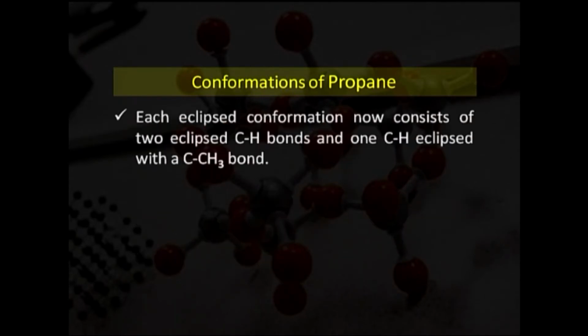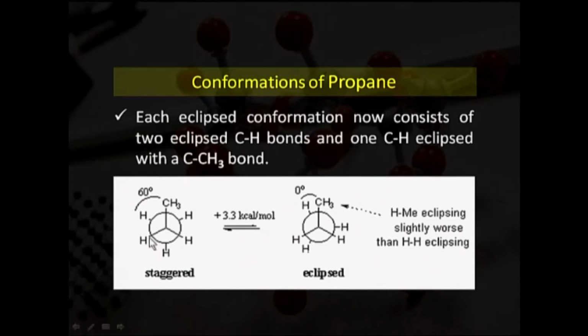Each eclipsed conformation now consists of two eclipsed carbon-hydrogen bonds and one carbon-hydrogen bond eclipsed with a carbon-methyl bond. Here we see that this carbon is joined by this methyl group and these two hydrogen atoms, and the backside carbon is bonded to three different hydrogens, and the angle between the backside hydrogen and the front side methyl group is 60 degrees in the staggered form.